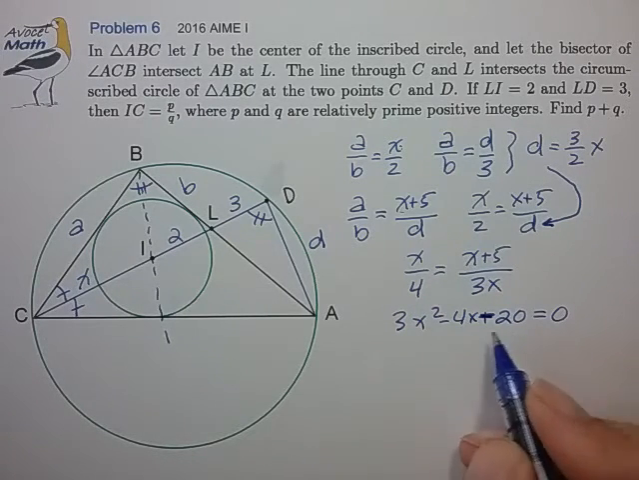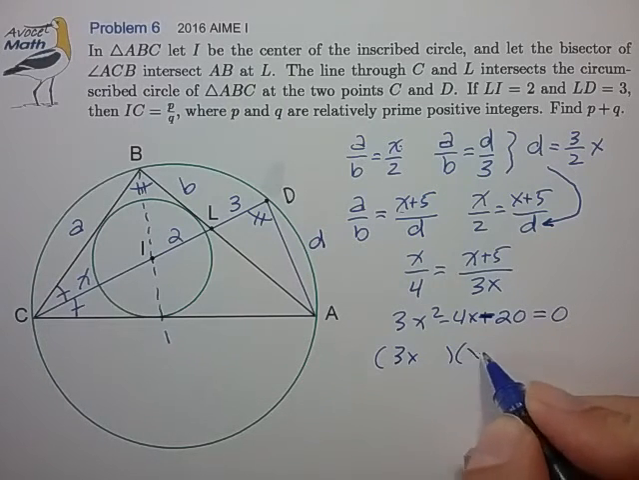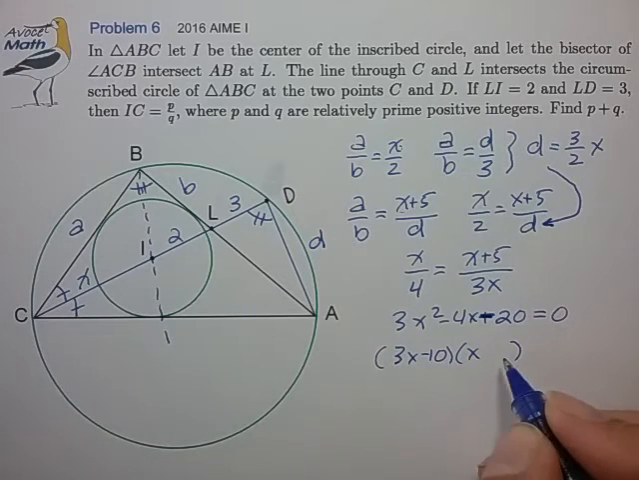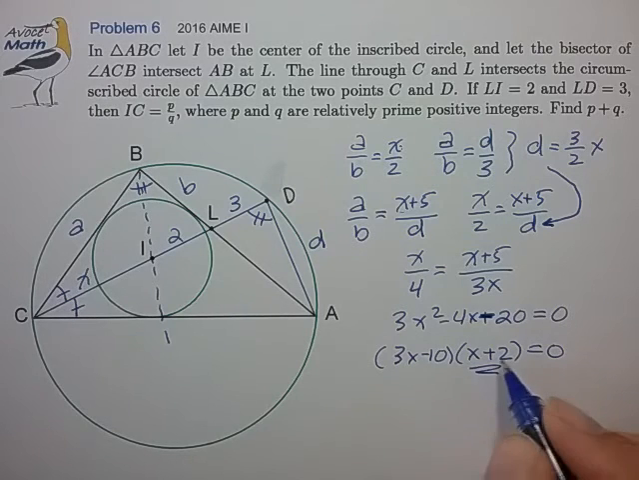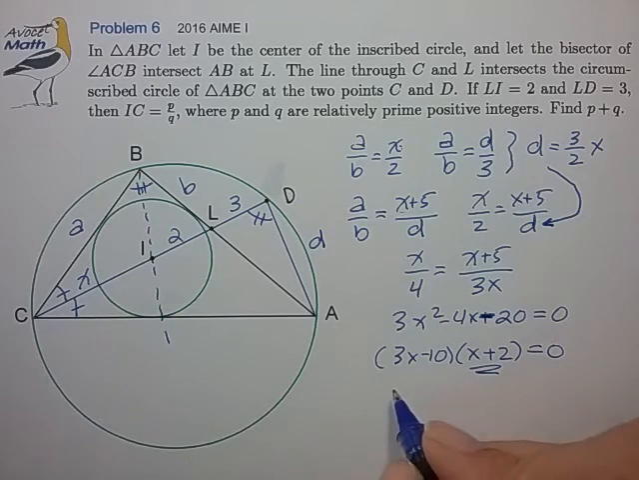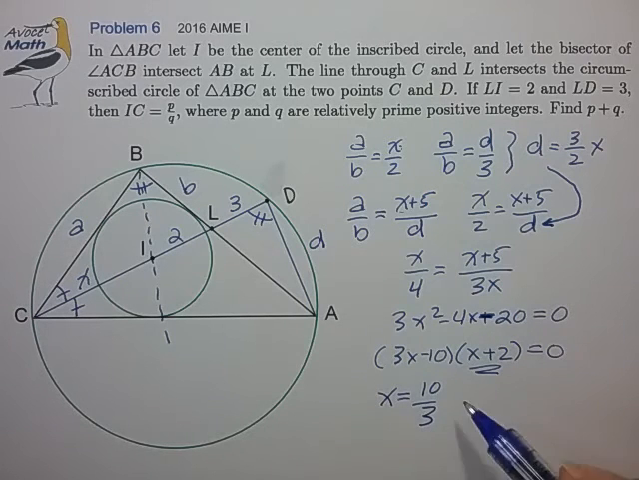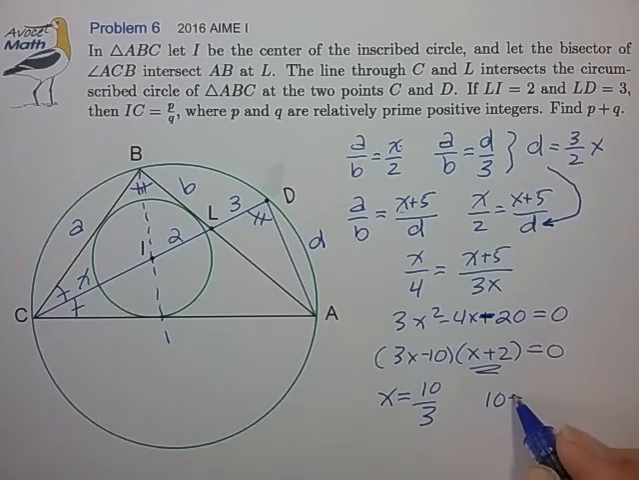And it looks like we can factor this. Let's see. 3x, x. So it looks like we can choose minus 10 and 2. This doesn't lead to a sensible root, but this does. So this tells us that X is equal to 10 over 3, and that's a reduced fraction, and the sum P plus Q is 10 plus 3, which is equal to 13, and that's your final answer.